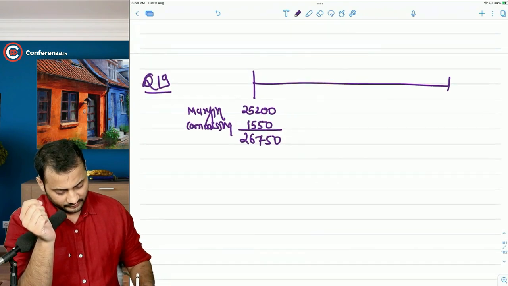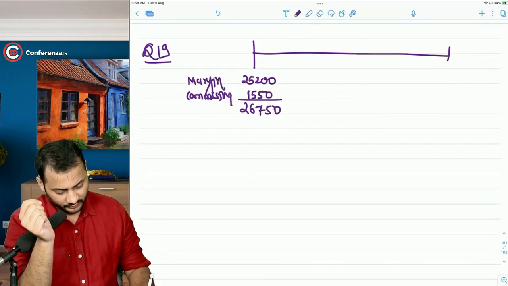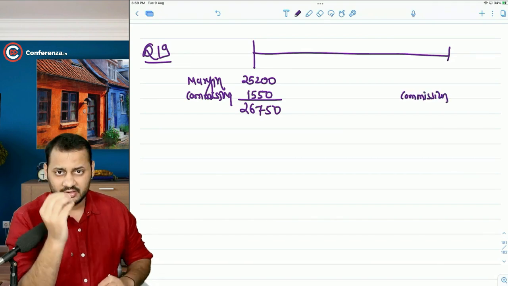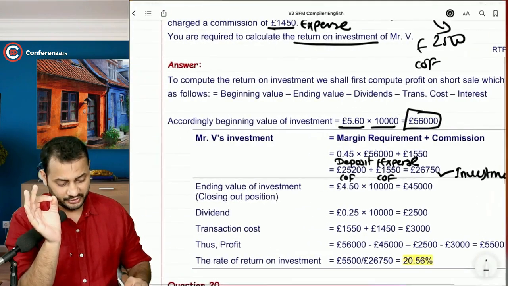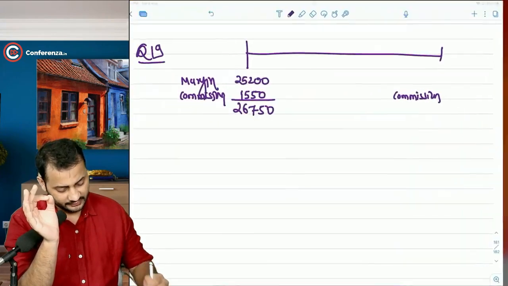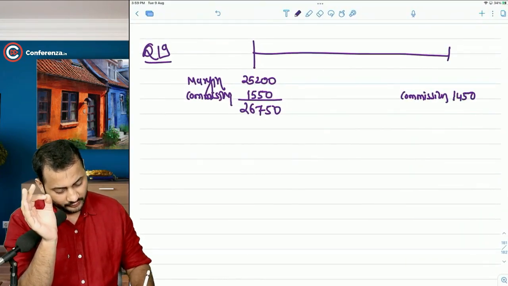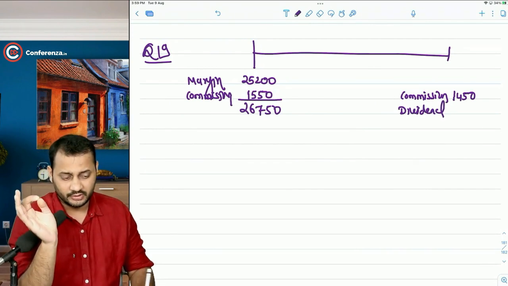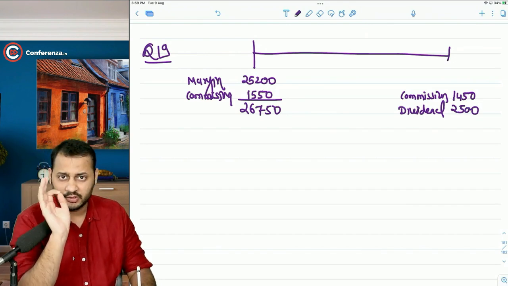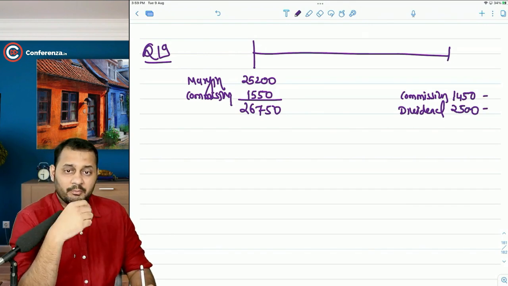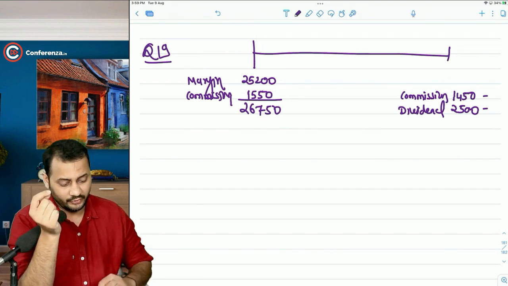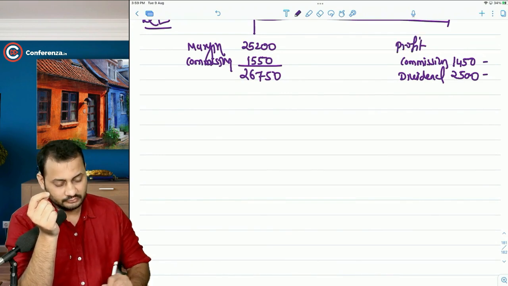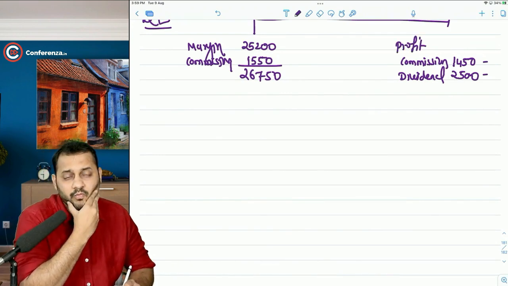Understand. First of all, let's be clear about the commission. At the time of buying back the share, you were charged a commission of how much? 1450. So that's your expense. You will also be paying the dividend, we will assume it at the end of the year itself, to the previous owner. That is 2,500. So that's your outflow. But there is one inflow to you, and this is how you are going to calculate profit. This is an inflow: profit.